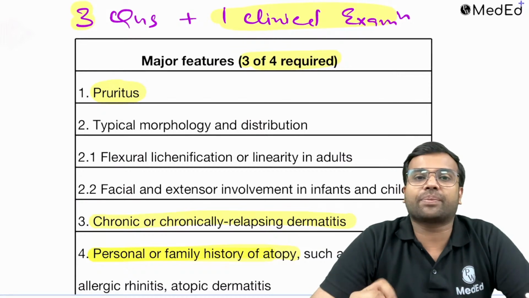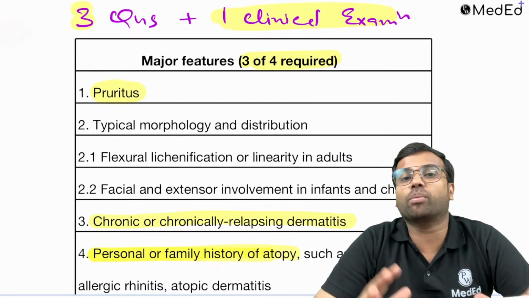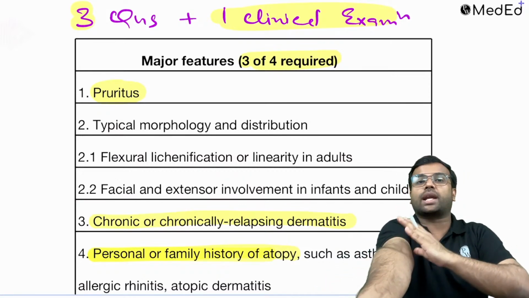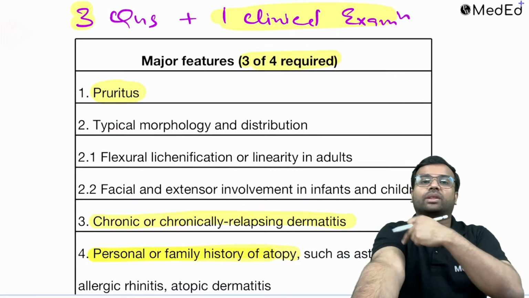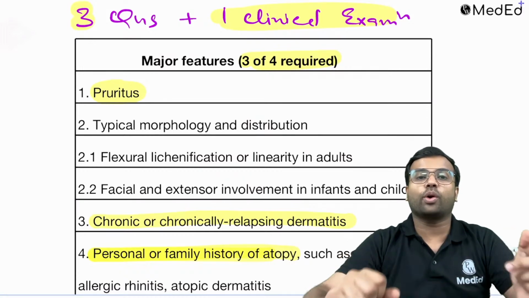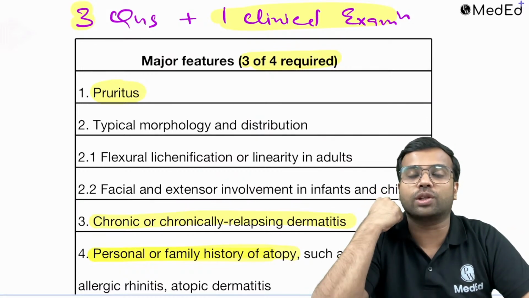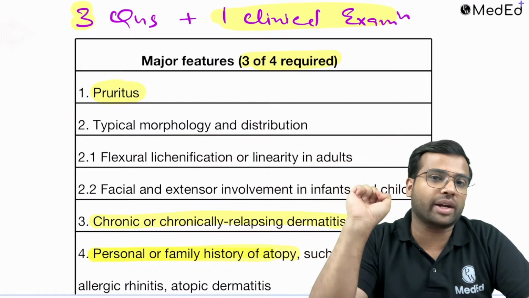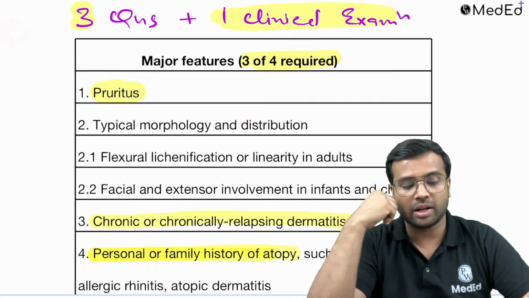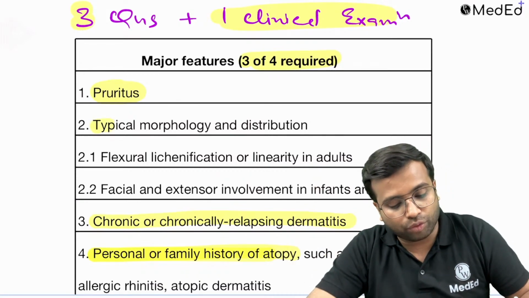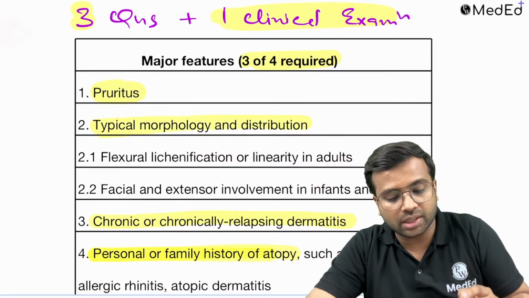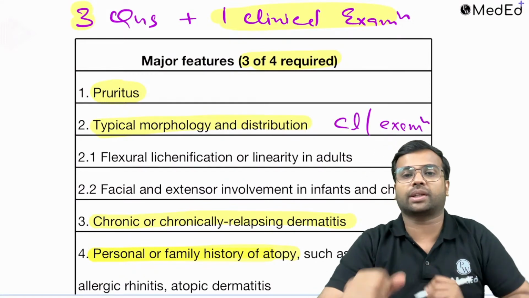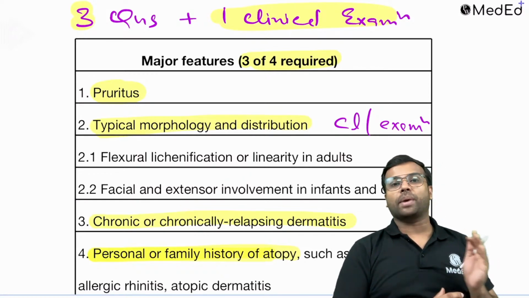The second one is, if the age of the patient is more than 2 years, then you are going to look for the involvement of the flexural aspects. You are going to examine the antecubital fossa. You are going to examine each of the body folds or the flexures of the patient, where you can look for a lichenified rash or a chronic type of rash. So that is about the typical morphology and distribution. So this is going to be the clinical examination. That is about the major criteria.